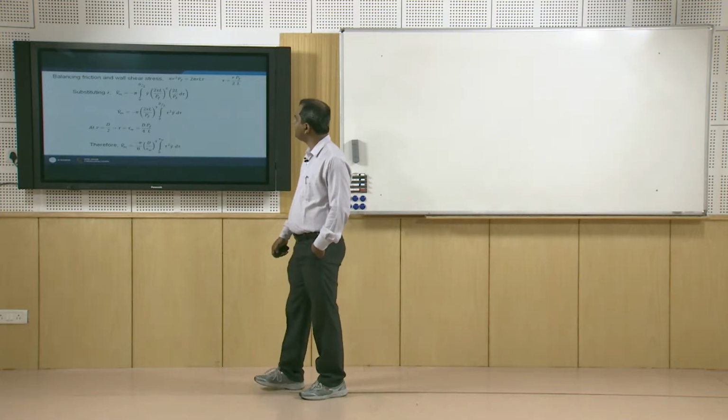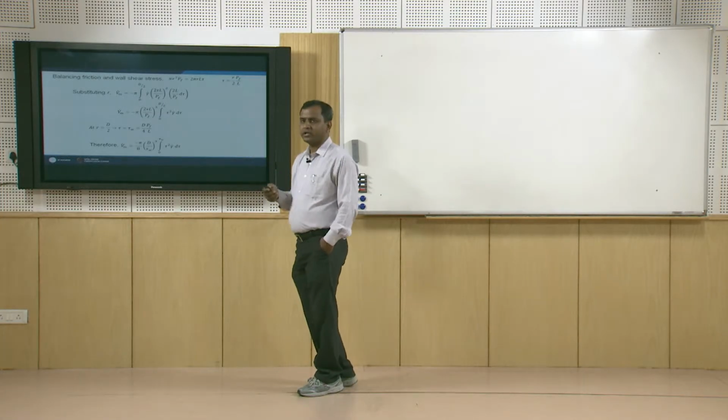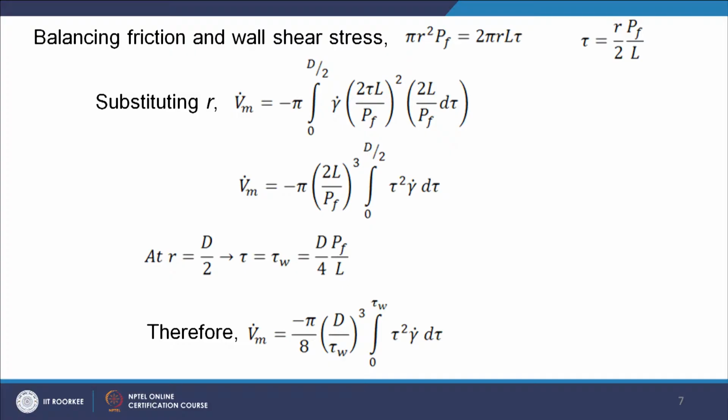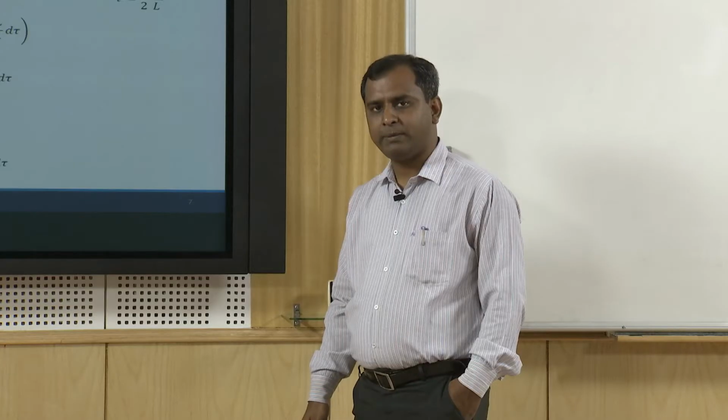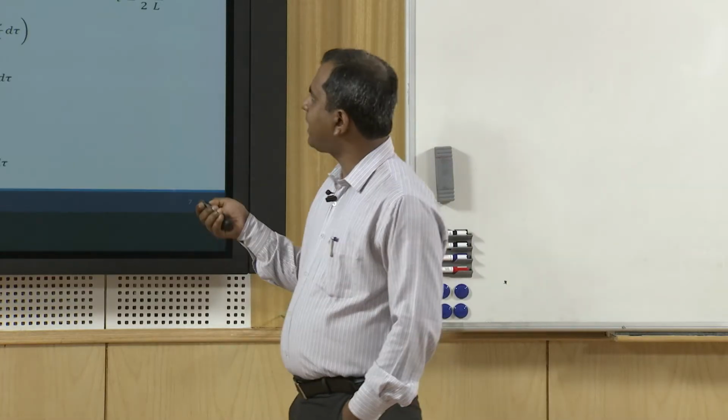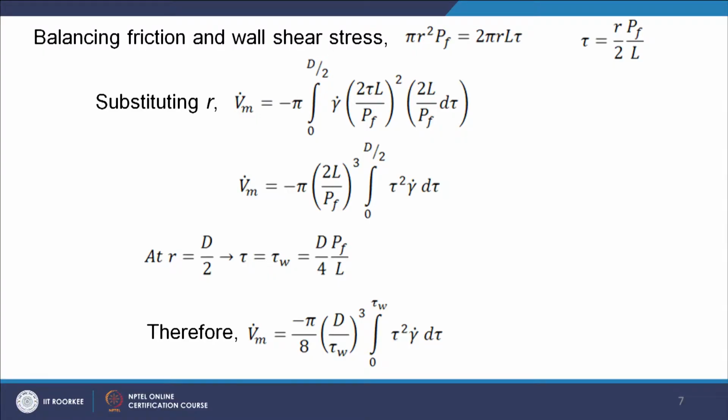So, let us see how we can do that. Let us first balance the frictional force and the wall shear stress. We have already done this kind of analysis in the case of gas liquid pipeline flow. So, pi r square into Pf, which is the frictional force, is equal to 2 pi r L, where 2 pi r is the perimeter and L is the length of the pipe, multiplied by the shear stress, the wall shear stress tau. Okay. So, if you balance this, you can write tau is nothing but r by 2 Pf by L. So, I can always replace tau in terms of r by 2 Pf by L.